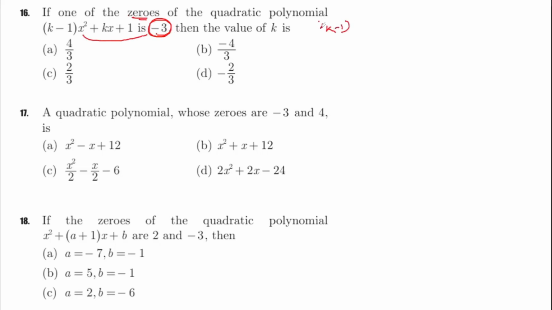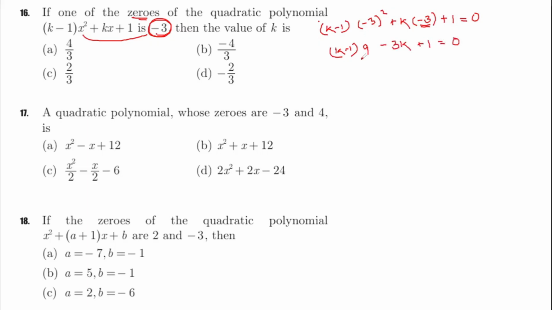In place of x square, write minus 3 whole square, plus k into, in place of x, put minus 3, plus 1. As it is given that this is a zero of the polynomial, the value of the polynomial becomes 0. Now this is (k minus 1), and (minus 3) square gives you 9, minus 3 into k gives you 3k, plus 1, and that is 0.